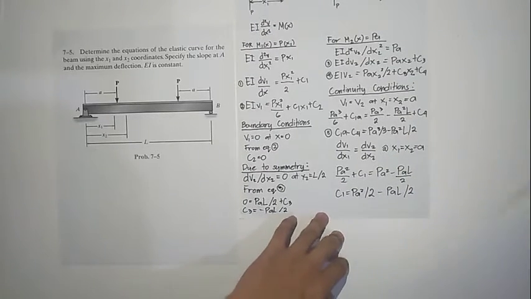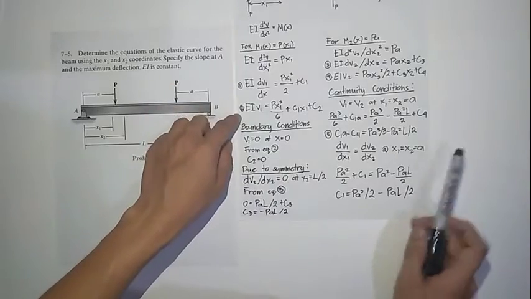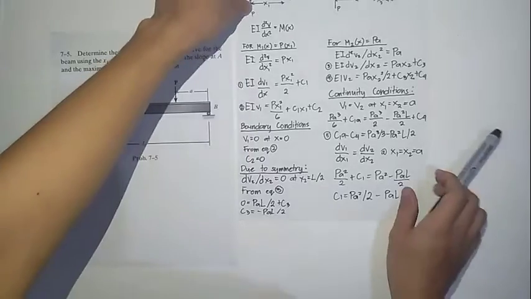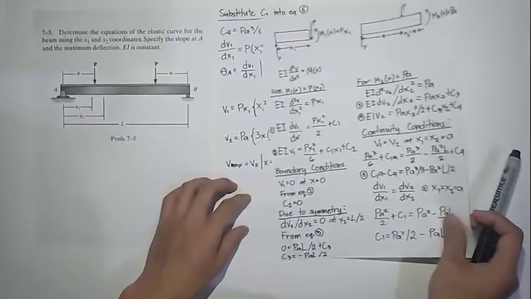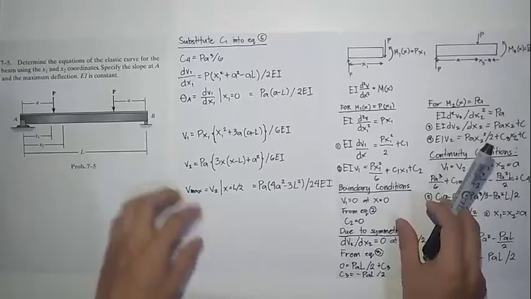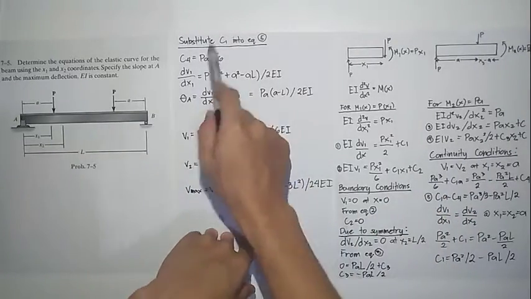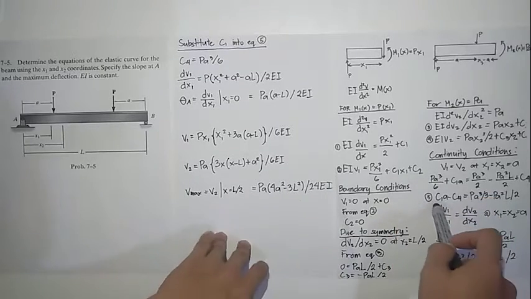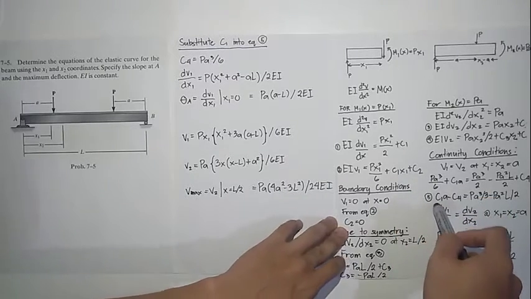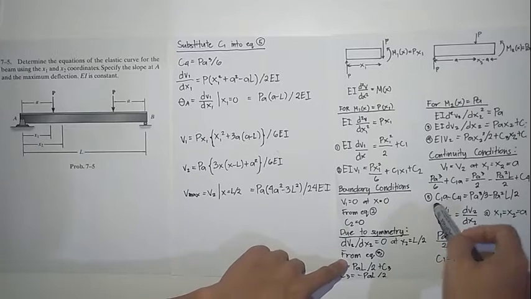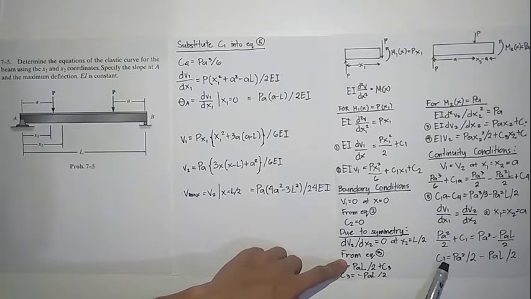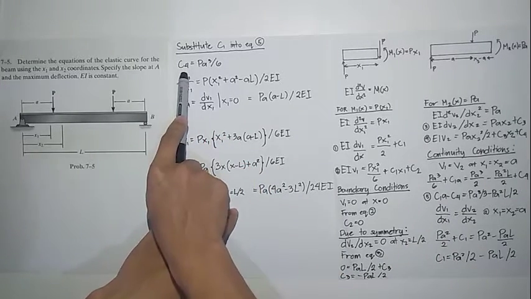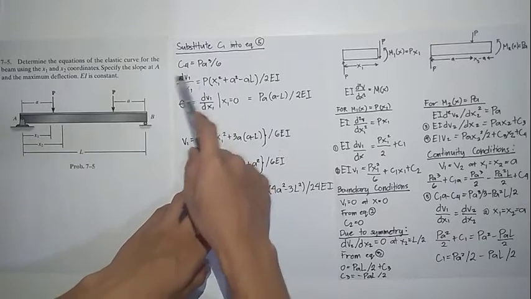So pagkatapos po nun, meron na po tayong first equation, second equation, third equation, fourth, and then fifth equation. So, ito po ang mga equation natin para gagamitin mamaya. So, susunod po ay i-substitute po natin C1 into the equation 5. Ito na po. So, ito ang pag-substitute po natin ng C1, makukuha po natin ang C4 is equals to PA3 over 6.